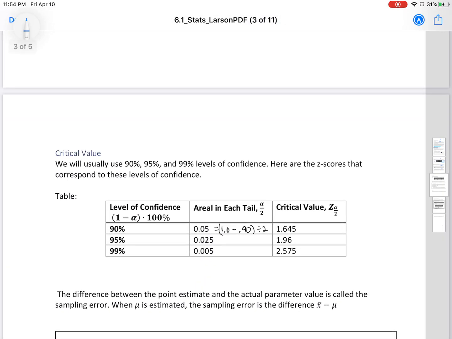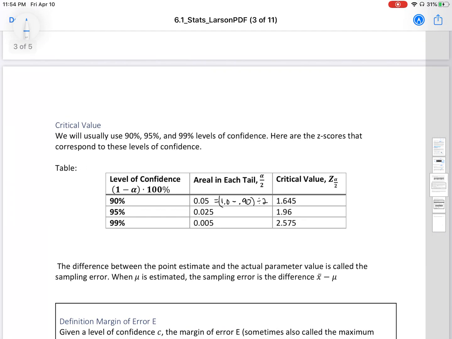A critical value. You will usually work with 90, 95, and 99 percent levels of confidence. Here are the z-scores that correspond to these levels of confidence. So we have a formula above each, and I'll talk about them relatively soon. When we're being asked to work with a 90% confidence interval, we have a critical value of 1.645. When I have a 95% confidence interval, we have a critical value of 1.96, 99%, 2.575.